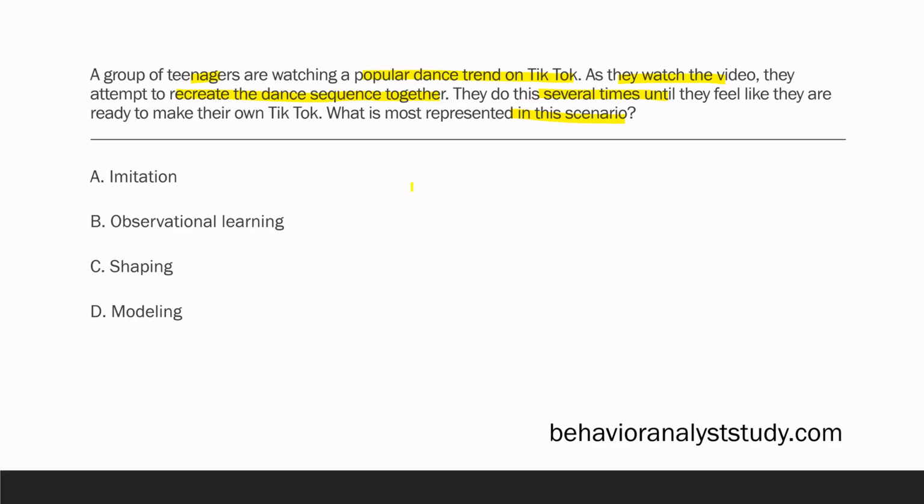And then D, modeling. Well, modeling isn't necessarily represented. Is the TikTok video a model? Potentially, and likely because they're imitating it. But what is most represented in the scenario are the teenagers imitating the dance they're watching. So what is most represented in the scenario is A, imitation. Pretty straightforward question, but we still need that best answer.